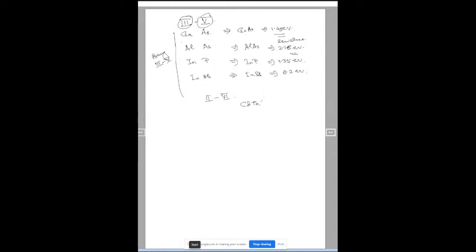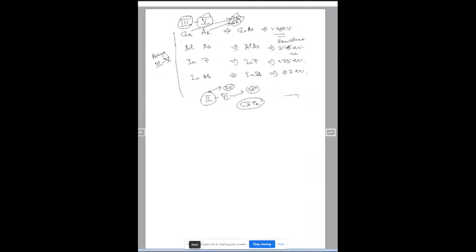CdTe, cadmium telluride, is a semiconductor, group 2 and group 6, that makes another semiconductor. The group 2 elements means 2 electrons in the outermost orbit, 6 electrons in the outermost orbit, right? 6 plus 2, that makes it 8 electrons in the outermost orbit, right? Here you have 3 electrons in the outermost orbit for gallium, arsenic, you have 5 electrons. So it forms 8 electrons in the outermost orbit. Band gap is increased, so they are semiconductors, right?